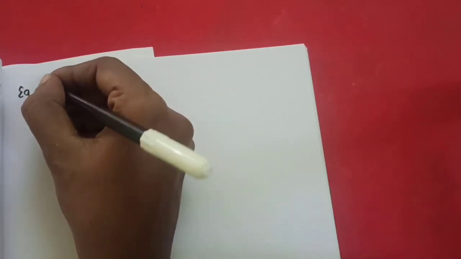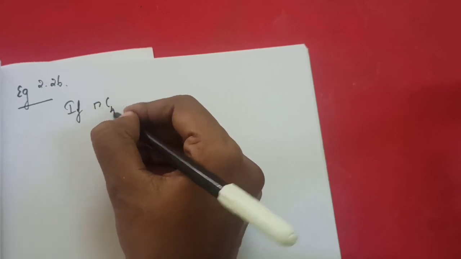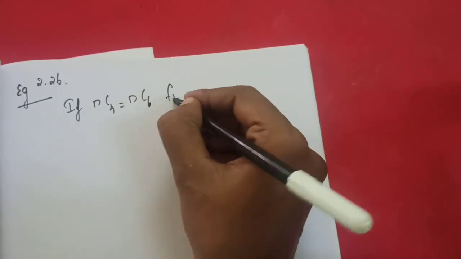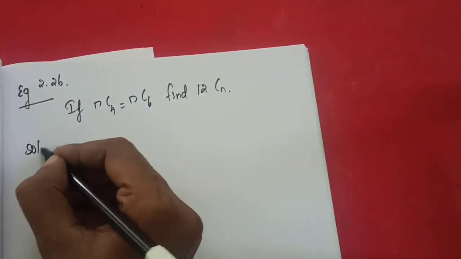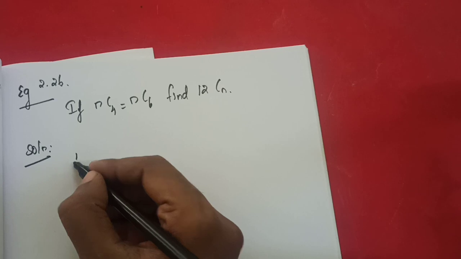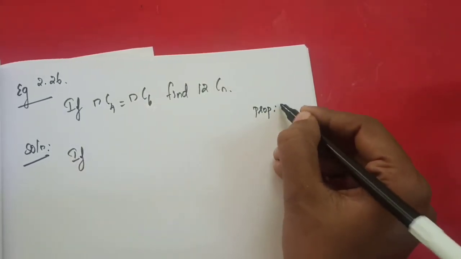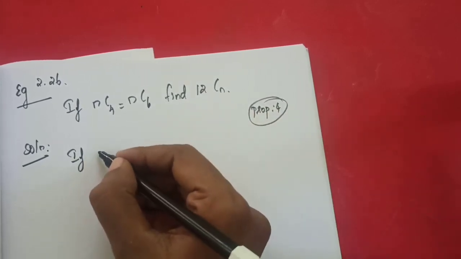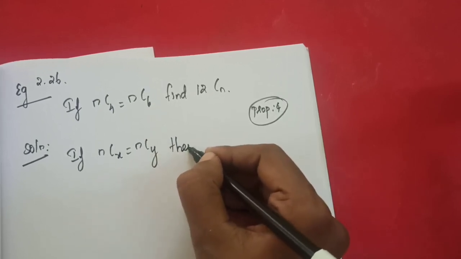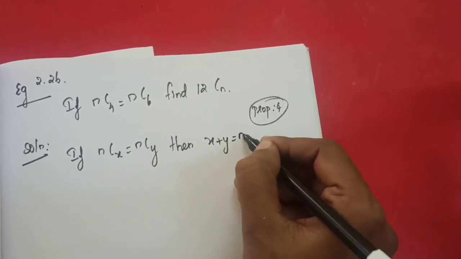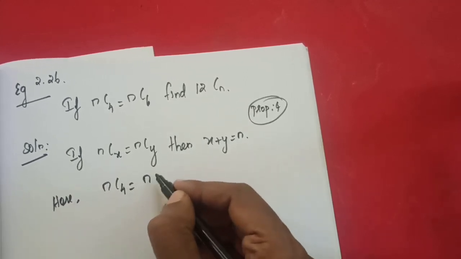Example 2.26. If NC4 is equal to NC6, find 12CN. We are going to use the property for this problem. According to property number 4, if NCX is equal to NCY, then x plus y is equal to n. So we are going to use this here. That is NC4 is equal to NC6.